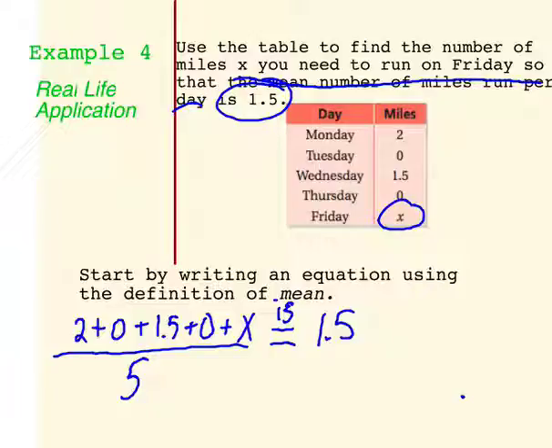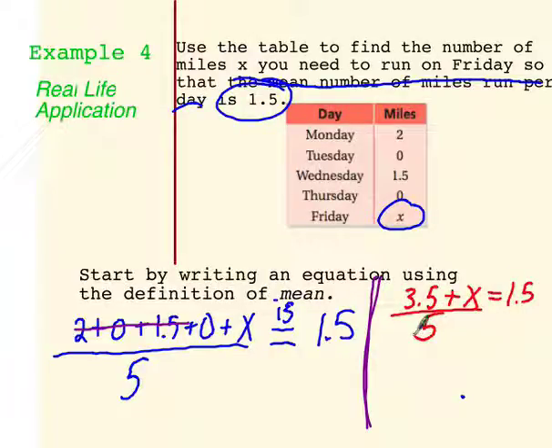And there we have it. This whole value is divided by 5. This is where you can combine some like terms. You can combine those, which is 3.5. I'm going to work over here now. 3.5 plus x equals 1.5. This is being divided by 5.